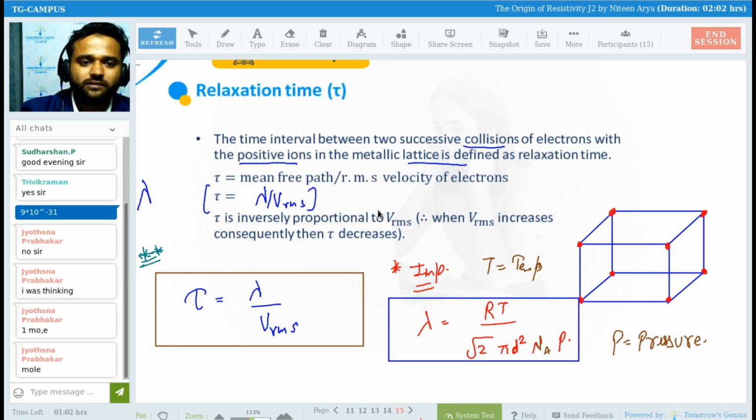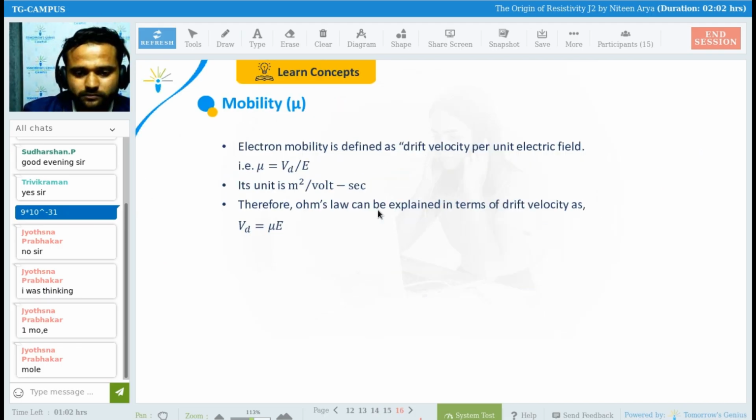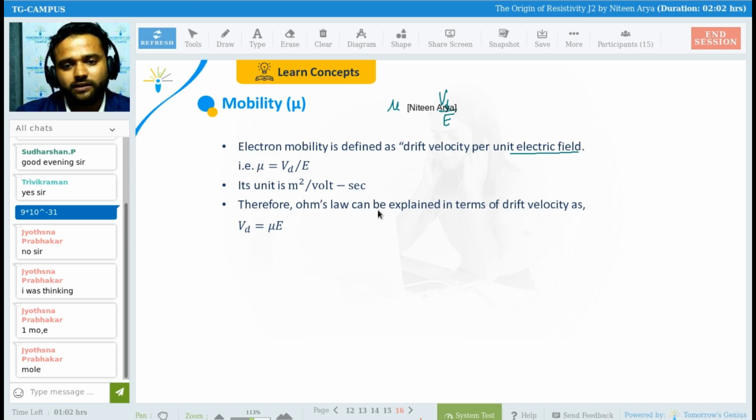This is your lattice, simple cubic. Okay, moving ahead. Till now we are done. This is another concept to learn, mobility. So what is mobility? Electron mobility is defined as the drift velocity per unit electric field. Simply, mobility mu is Vd by E. Okay, is this clear, everyone?